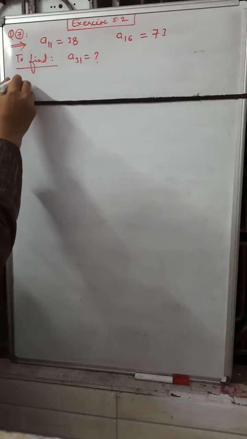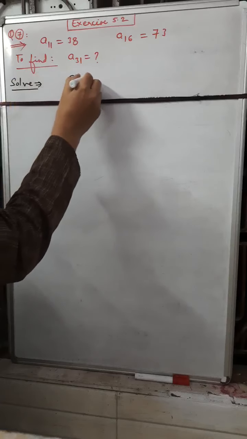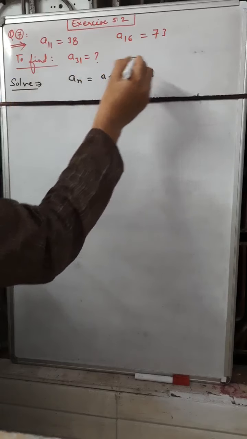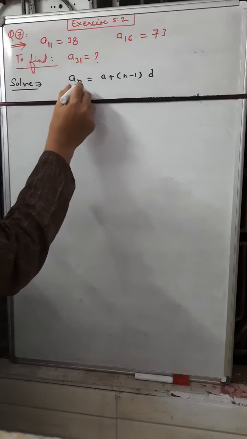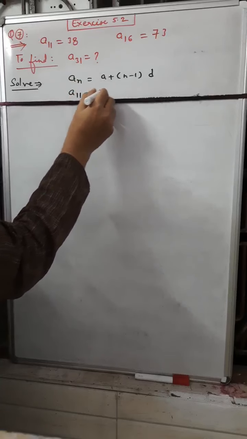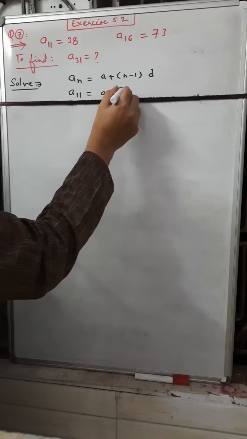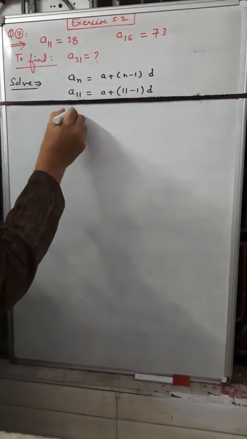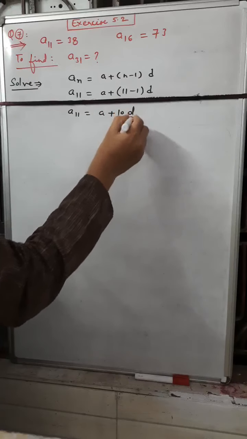So how to find it? Very easy, because we know that the formula of an is equal to a plus n minus 1 into d. That means if we have to find a11, in place of n we will put 11: a plus 11 minus 1 into d. That means a11 is equal to a plus 10d.